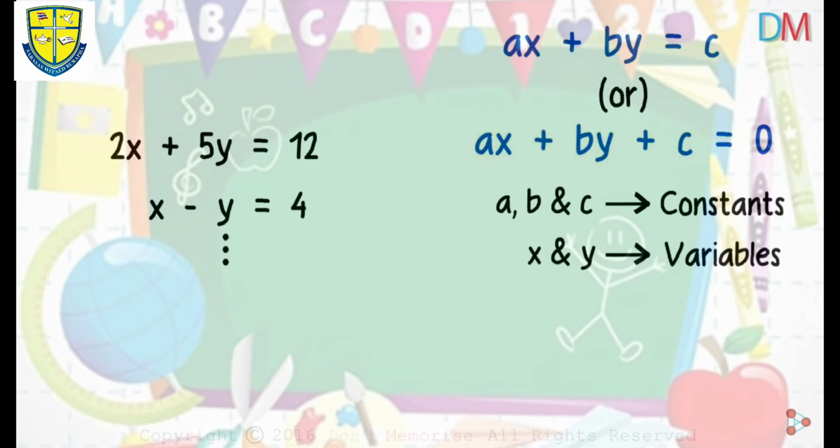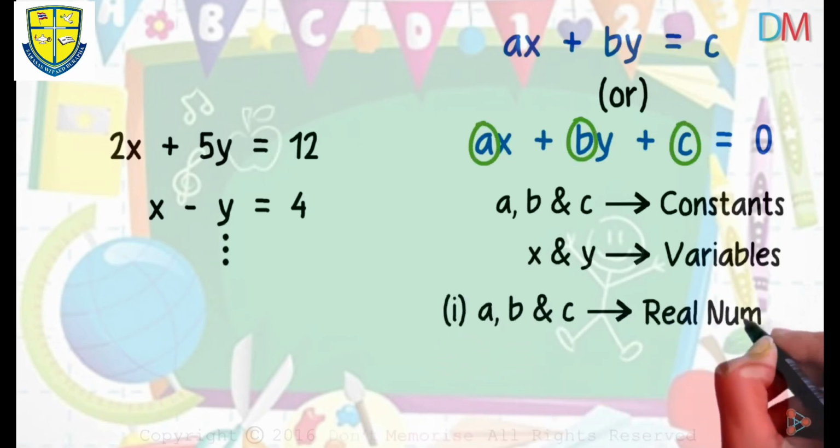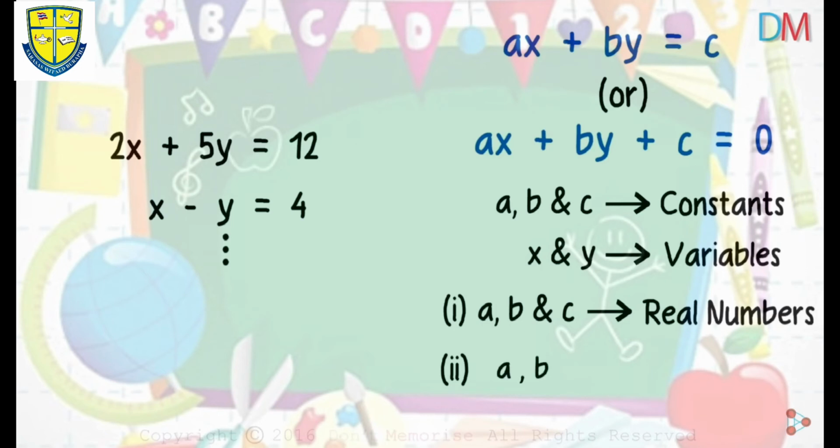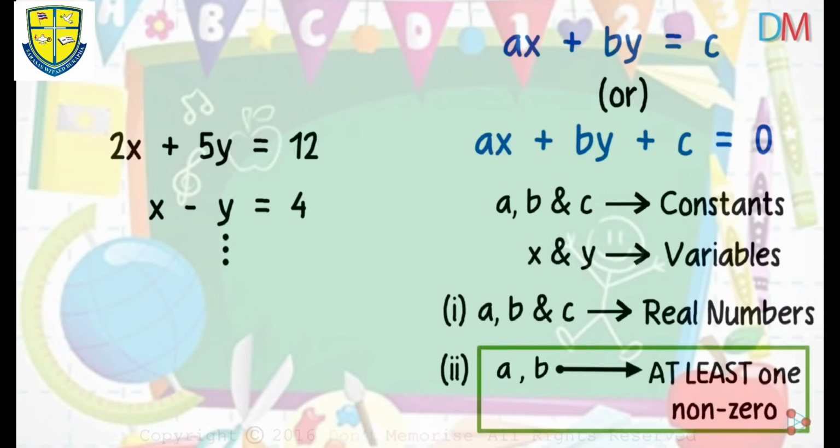Hold on. Are there any conditions here? Yes. First, the constants a, b and c have to be real numbers. And the second condition is interesting and I want you to listen to it carefully. Both a and b cannot be 0 together. Yes, it means at least one has to be non-zero. Can you come up with a mathematical way to write the second condition?